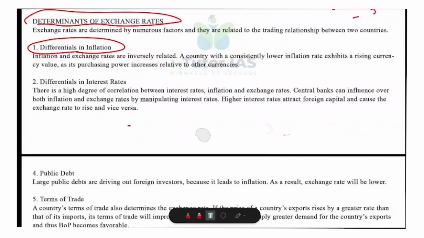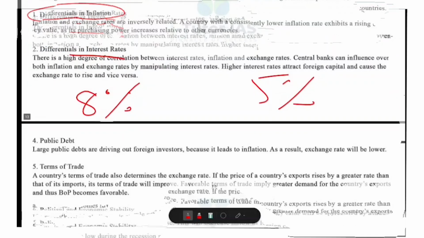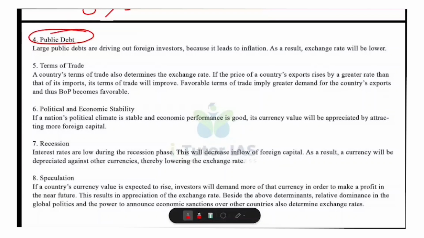Now next one, differentials in interest rate. What is meant by that? The key idea here is high interest rates attract foreign capital, and that leads to a rise in currency value, and lower interest rates lead to less foreign investment, that leads to a fall in currency value. For example, if RBI increases interest rate from 6% to 8%, while US rate remains 5%, foreign investors will buy more Indian currency assets and Indian rupee appreciates. Okay, that's about differentials in interest rate. Next, public debt.